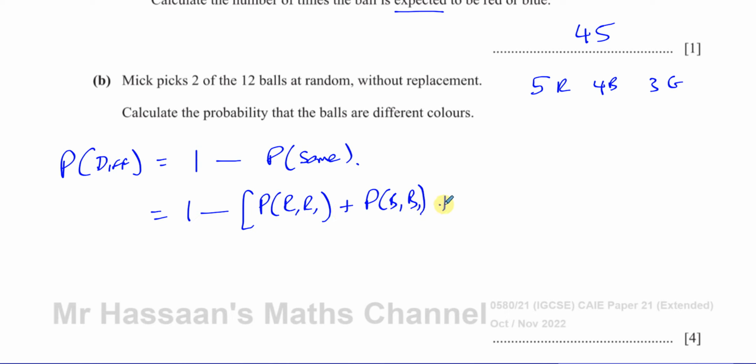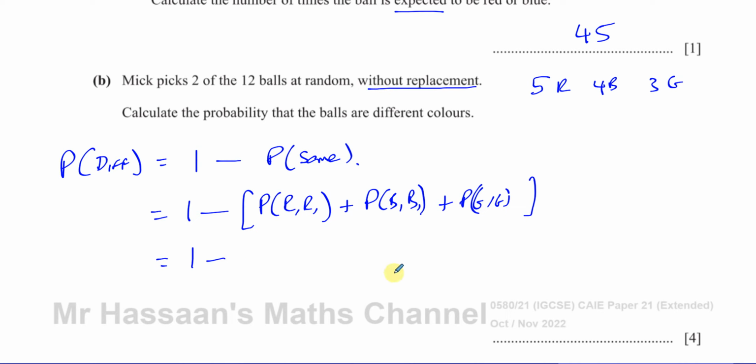The other outcome is they're both green. Okay, so these are all the different probabilities that we could have where there will be the same color. And 1 minus that will be they're different. So we have 1 minus. Now, there is without replacement.